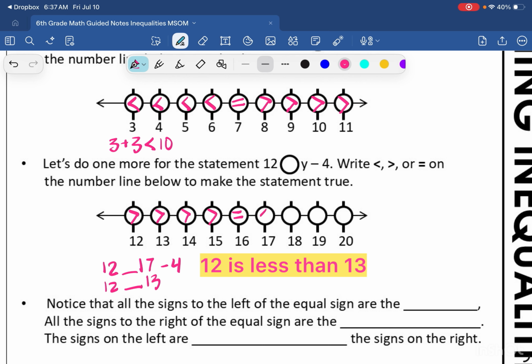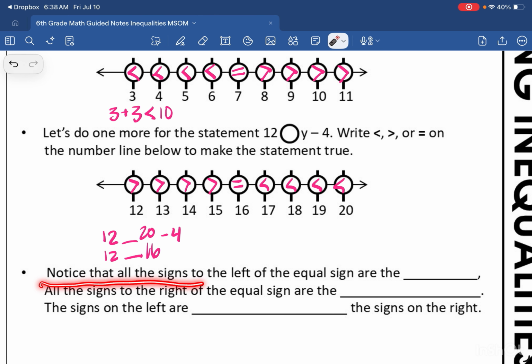12 is less than 13. 18 minus 4 is 14. 12 is less than 14. 19 minus 4 is 15. 12 is less than 15. And 20 minus 4 is 16. 12 is less than 16.